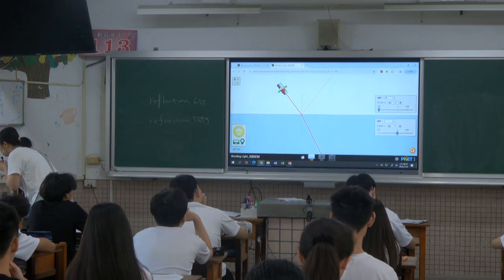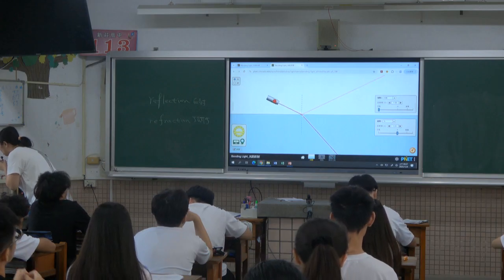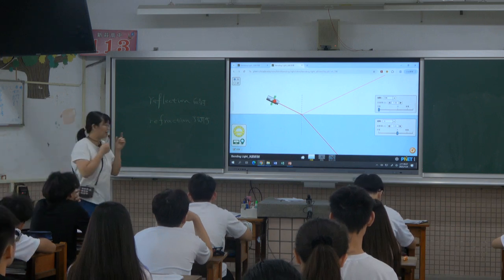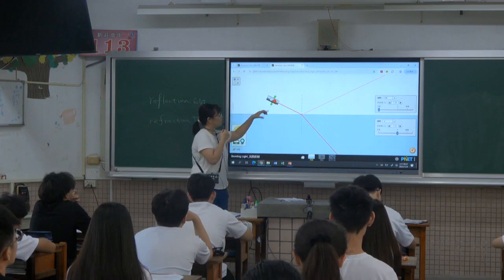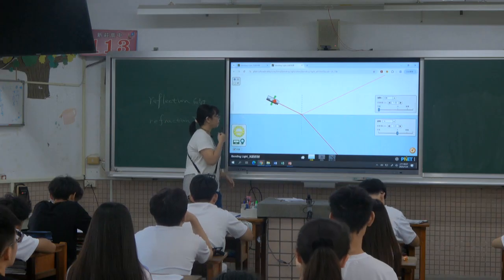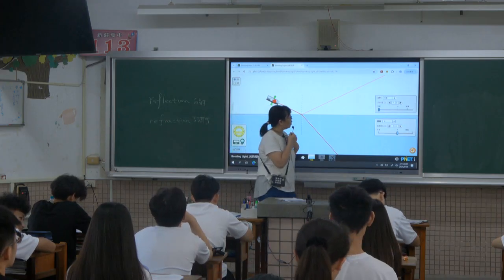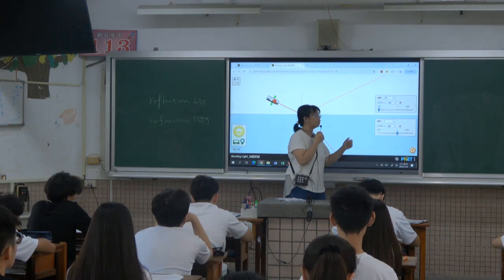If the angle is larger, the reflection is smaller. So it's the light incident, the light traveling in different media. You can see this finding. So now I want to try changing the material.